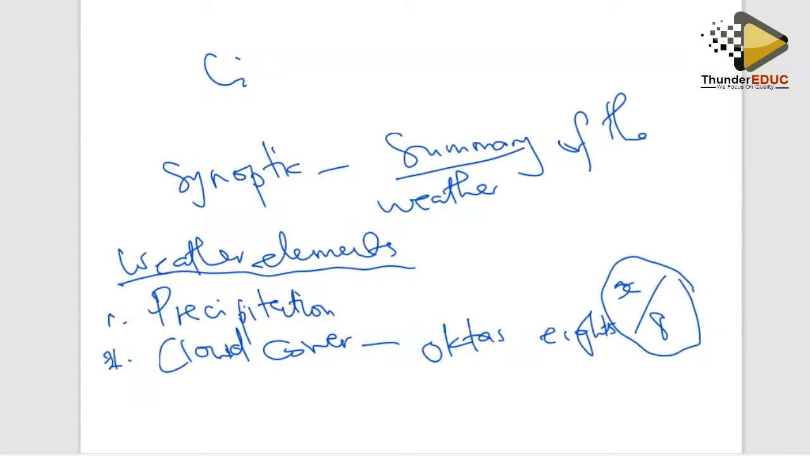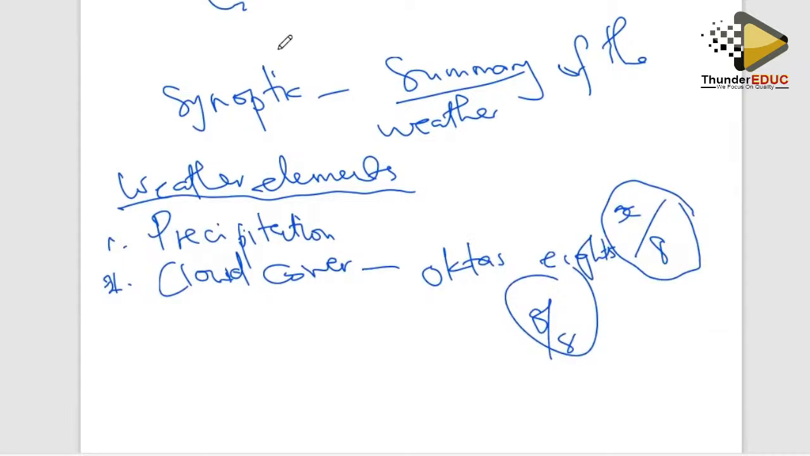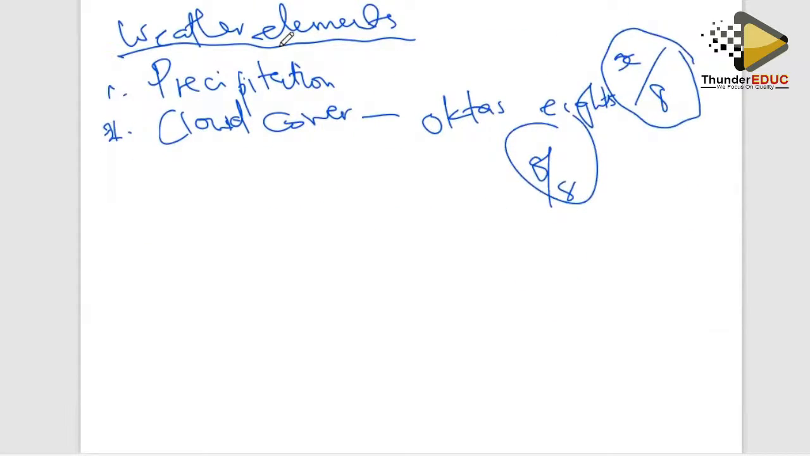We are saying our full sky is 8 out of 8. So we try to determine the fraction out of 8 which is covered by the clouds. We are going to look at it when we go back to the synoptic map and see how it is portrayed, the different amounts of cloud cover, how it is shown on the synoptic weather map. Then we can also look at other weather elements. We've talked of precipitation, we've talked of cloud cover.